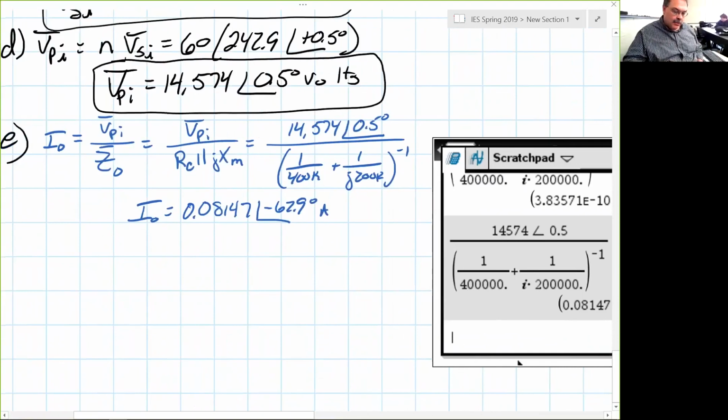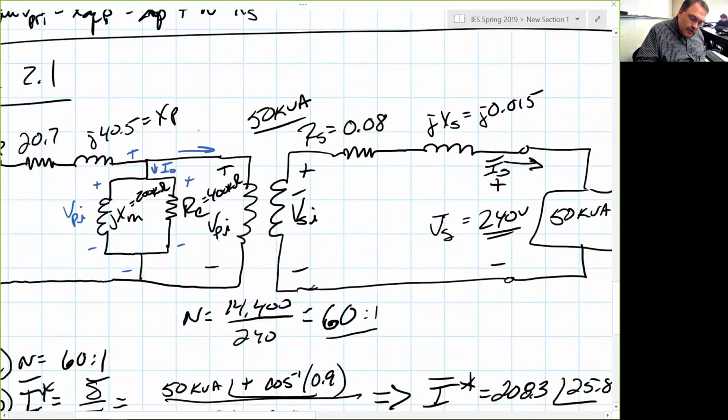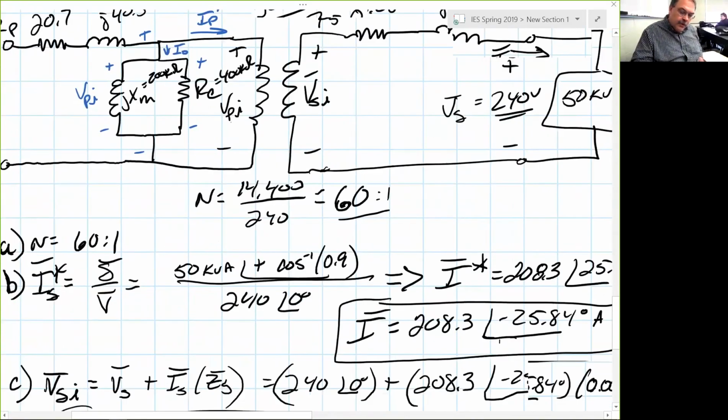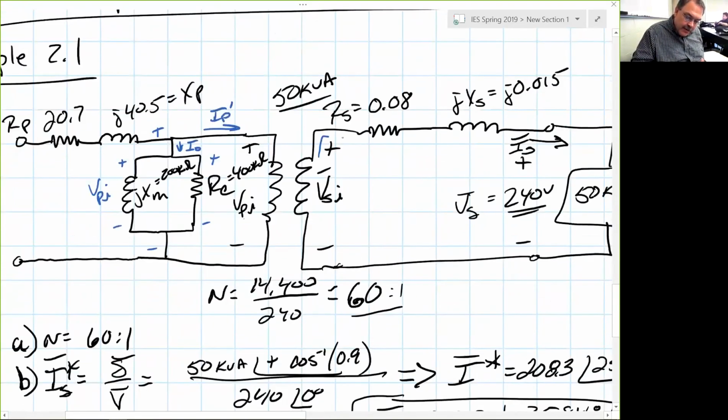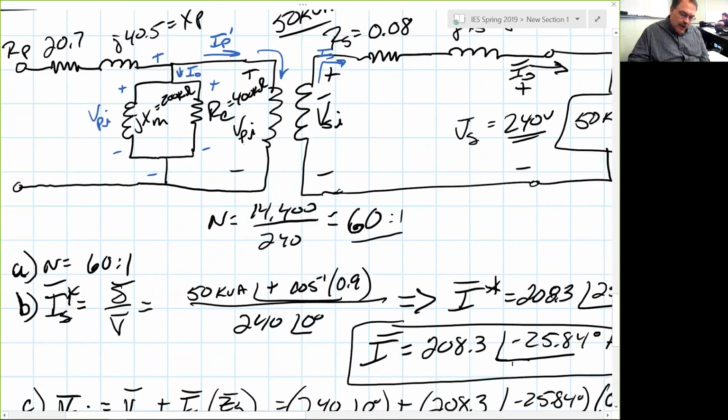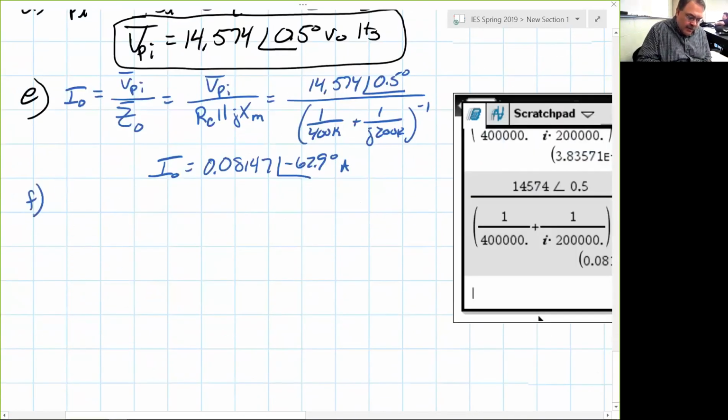Now, that's I0. We also know, let's call it I primary. See what the book calls it. The book calls it I primary prime. So we know I secondary here, right? Well, we don't have to deal with I secondary being broken into the parallel excitation branch, okay? But if we know I secondary, we know I primary prime from the turns ratio. I primary prime is going to be equal to I secondary divided by N.